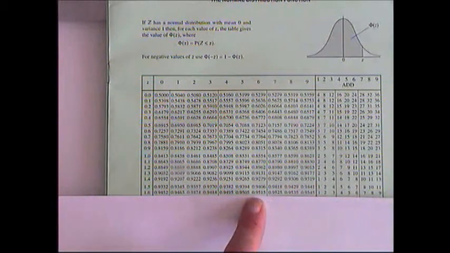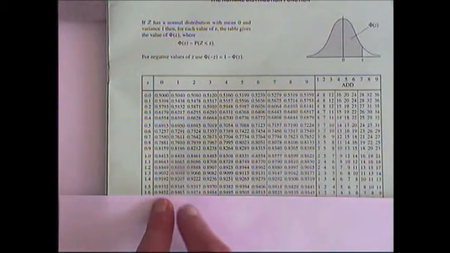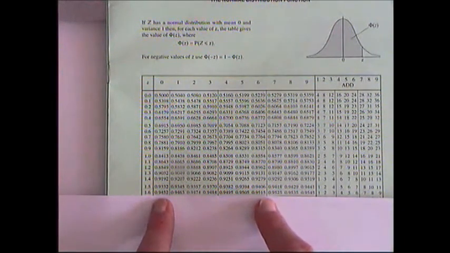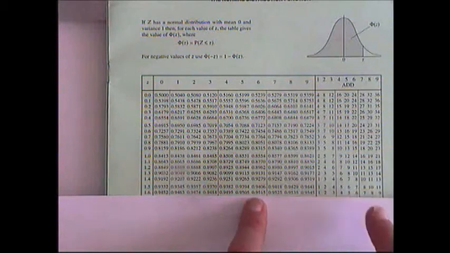Now I don't actually add up integer 7. If I want 1.667: 1.6 is 0.9452. 1.66 is 0.9515. 1.667 is add 7 onto 9515. You get 9522.